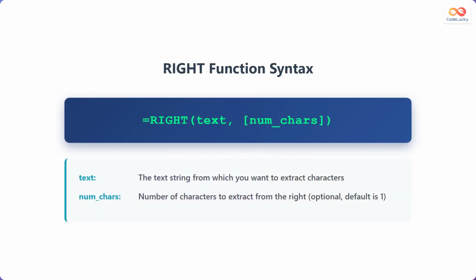Here is the syntax for the RIGHT function. It starts with an equals sign, followed by the word RIGHT, then an opening parenthesis. Inside the parenthesis, there are two arguments, text and num_chars. The text argument is the text string from which you want to extract characters. The num_chars argument is the number of characters to extract from the right side of the text string. This argument is optional, and if omitted, the function will default to one character.